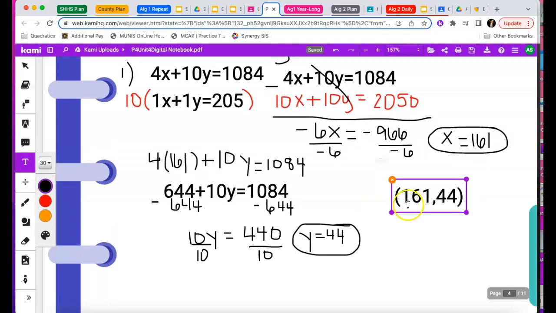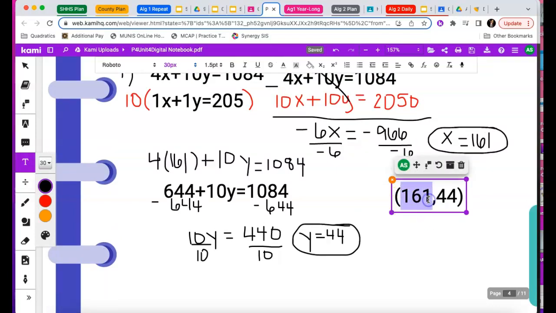So that means I sold 161 gift wraps, and I sold 44 of the greeting cards. So just one represents one thing, the other represents the other thing. We're talking about gift cards or gift bags and greeting cards.